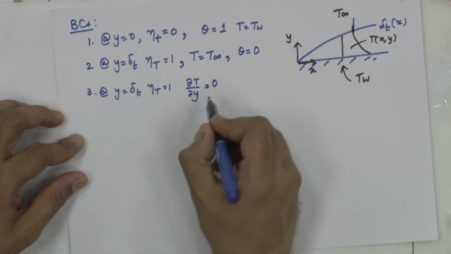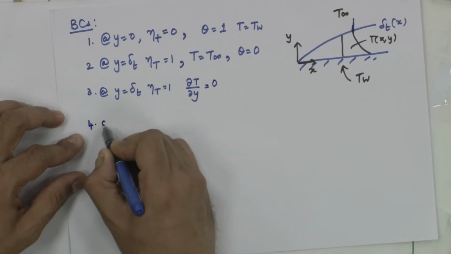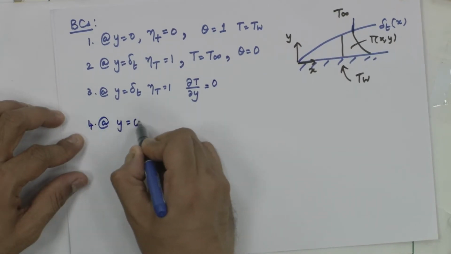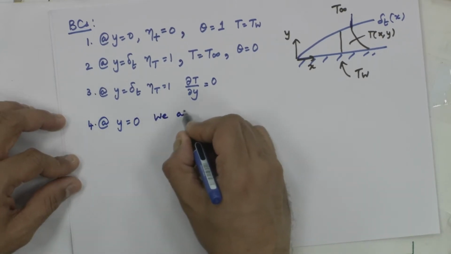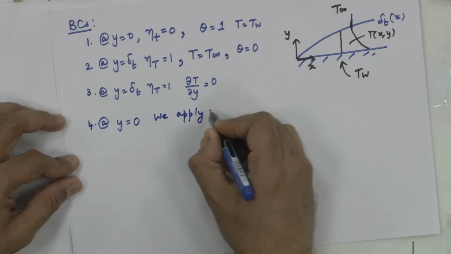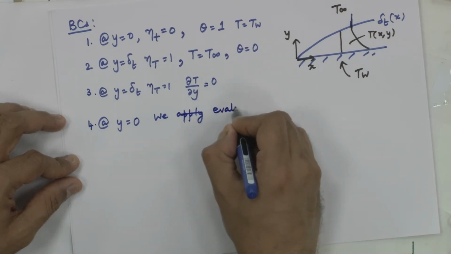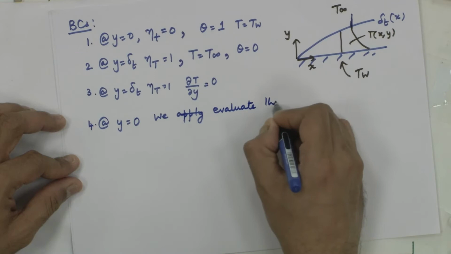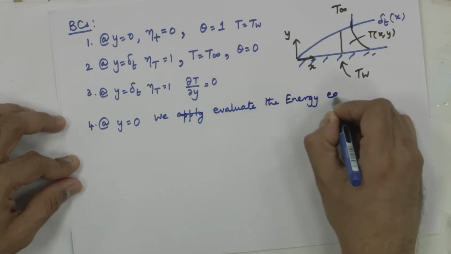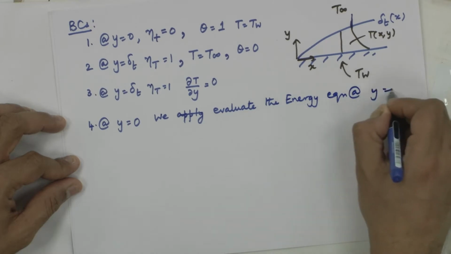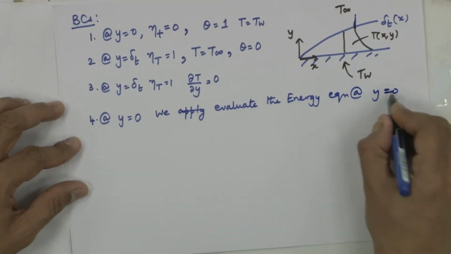So, this will retain as it is. And the fourth boundary condition, at y equal to 0, we apply, or we evaluate, the energy equation at y equal to 0.